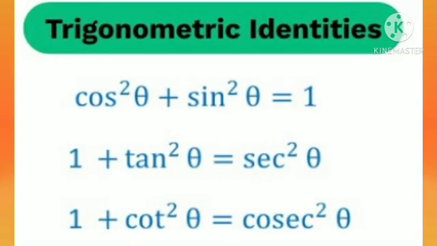Finally, we have the trigonometric identities in our lesson, and these trigonometric identities are equations involving trigonometric ratios. We have three identities here, mainly cos square theta plus sin square theta equal to 1, 1 plus tan square theta equal to sec square theta, and 1 plus cot square theta equal to cosec square theta. Using these three trigonometric identities, we need to apply more problems in the text exercises.